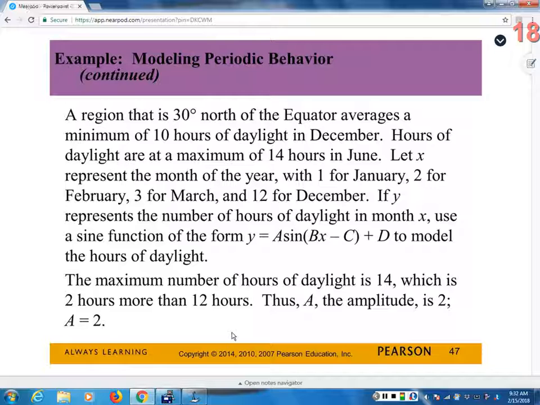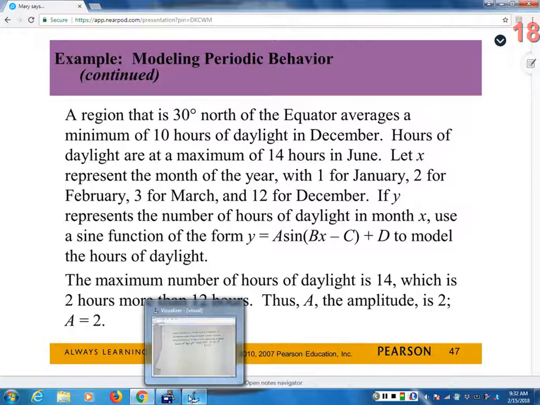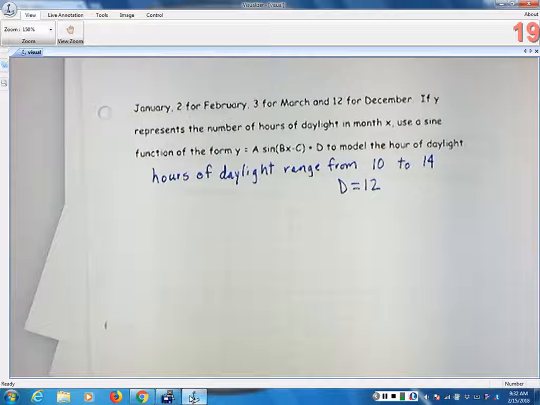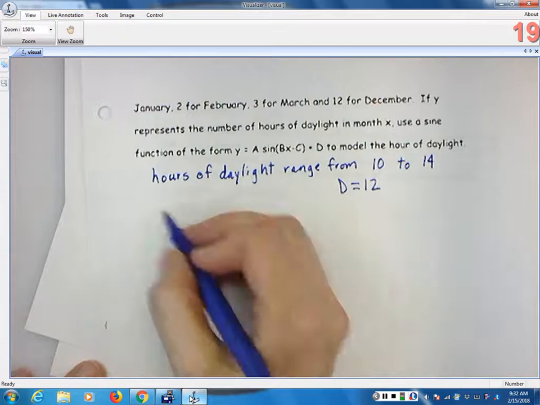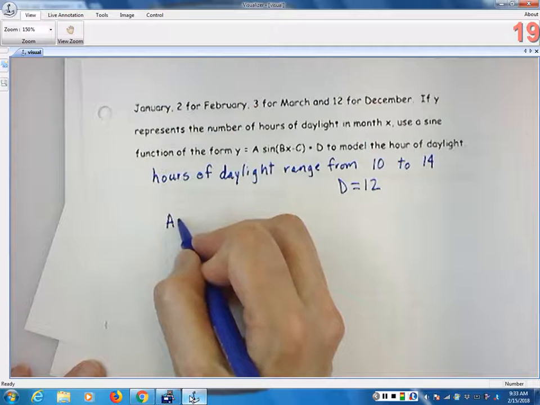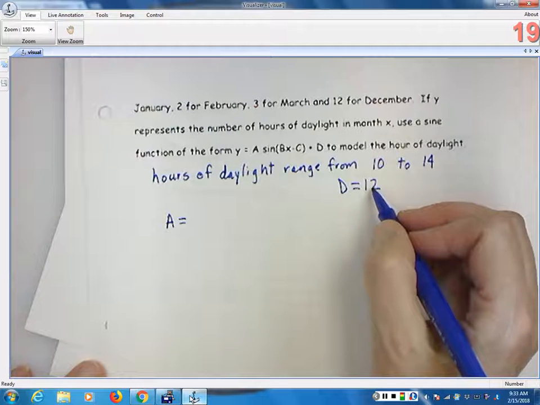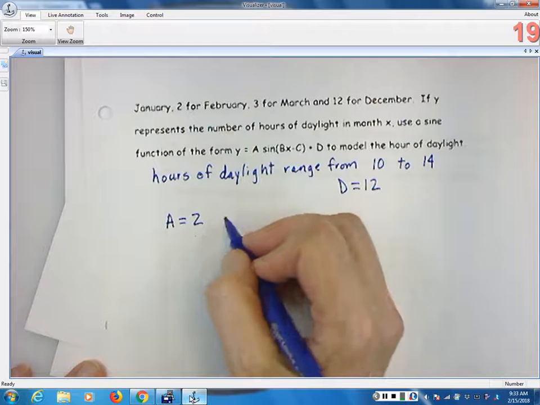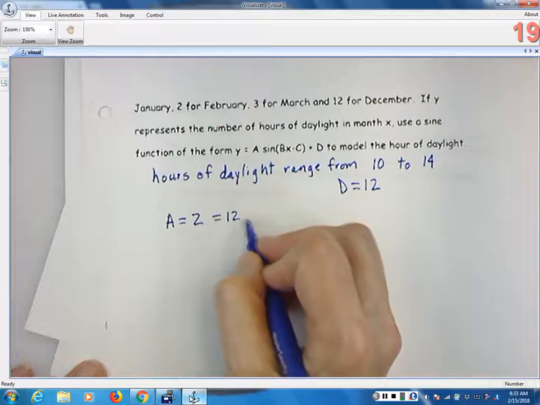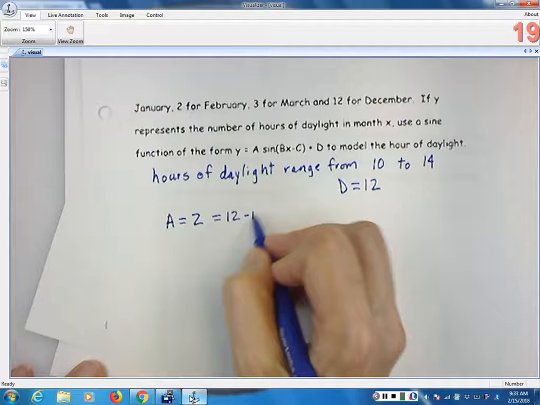Oh, and they keep repeating the problem. So the maximum number of daylight hours is 14, which is 2 hours more than 12. So A, the amplitude, is 2. So A has to equal 2. We're going to be oscillating about 12, and so A can't be 1. We'd only get up to 13 and go down to 11. So A has to be 2, because that's 12 minus 10.